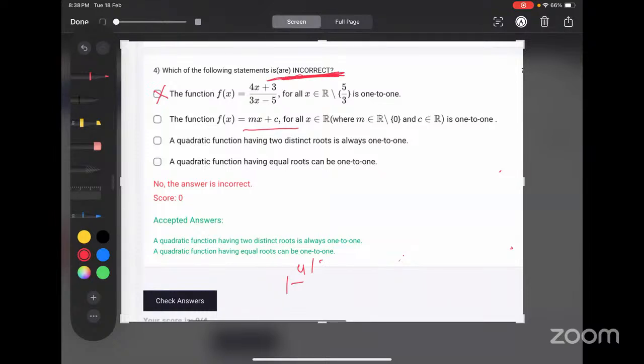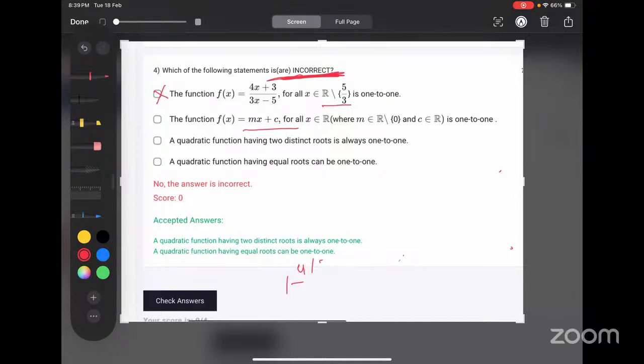Okay. So the second option, mx plus c, is also basically a linear function, a line. So it is one-one. Excuse me, ma'am. What we did with this x, the domain is R minus 5 by 3. This is one-one. For this equation, what did we do for this? So this is basically the domain of the function f.